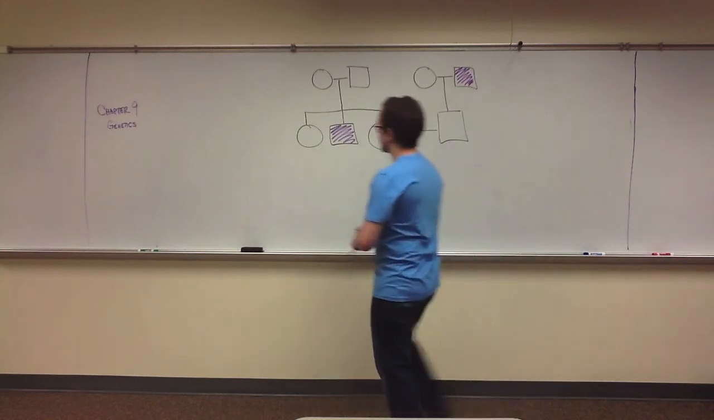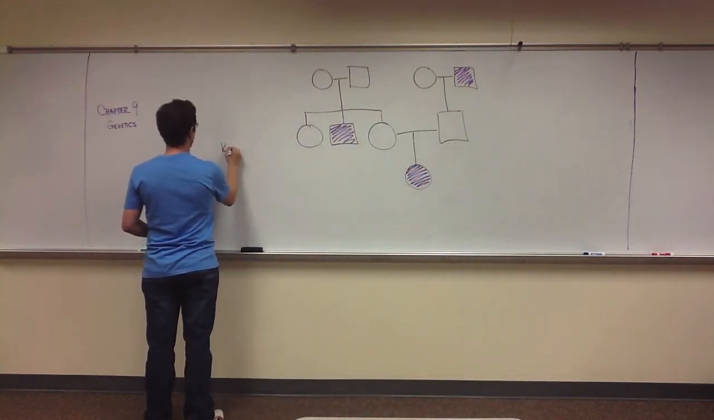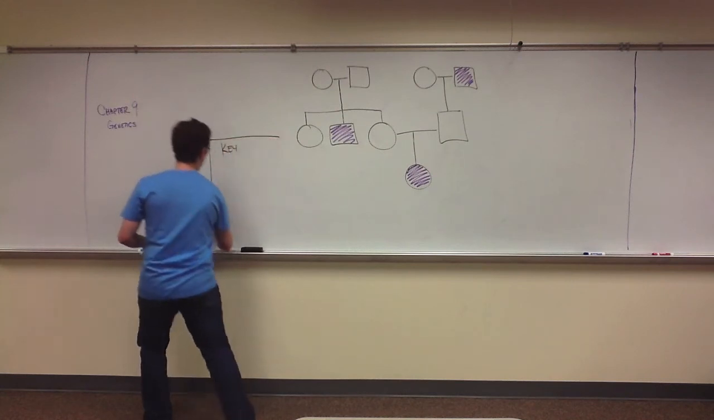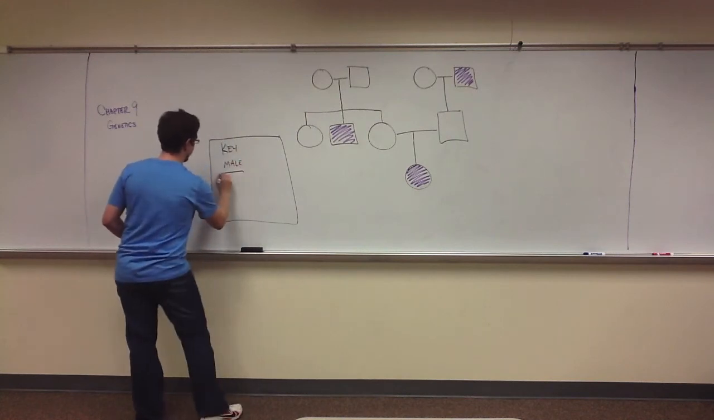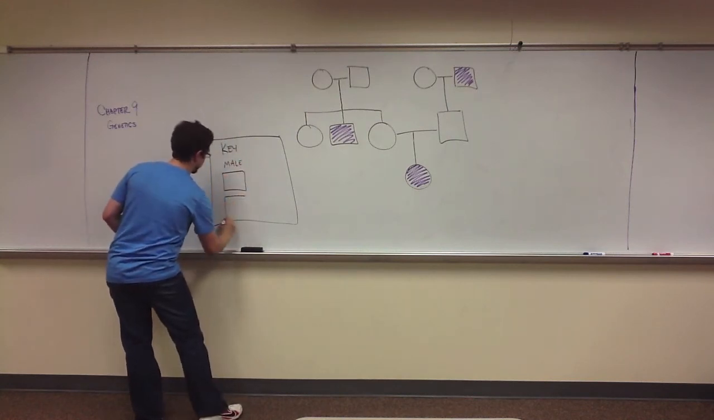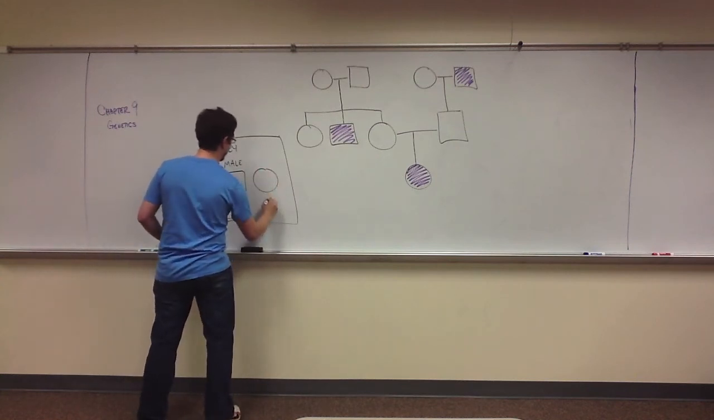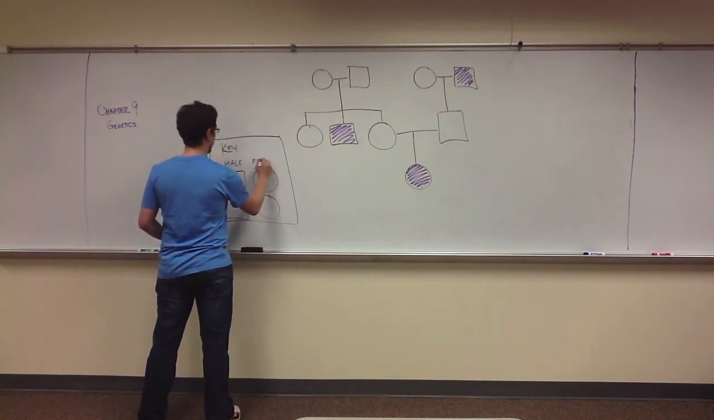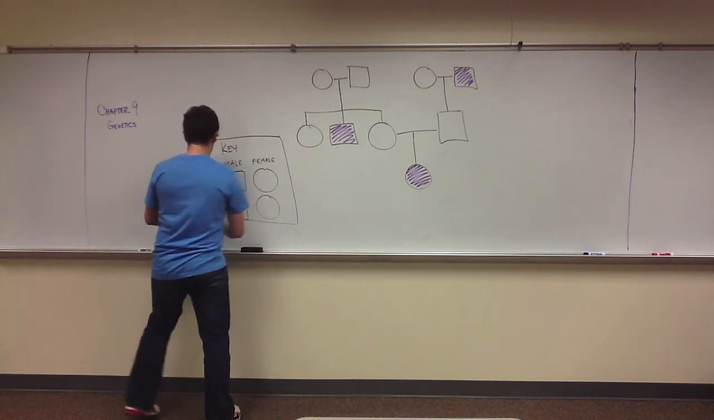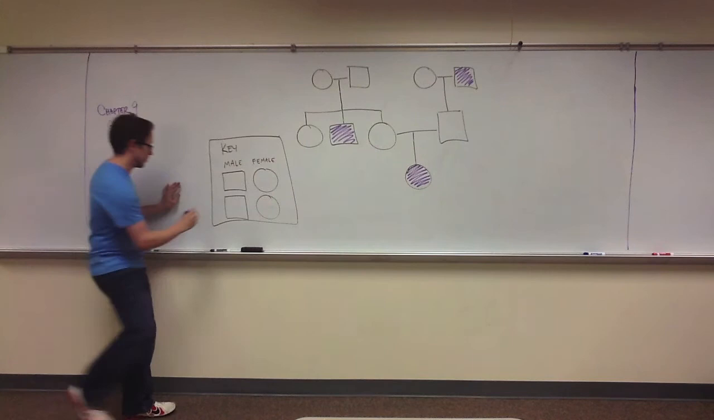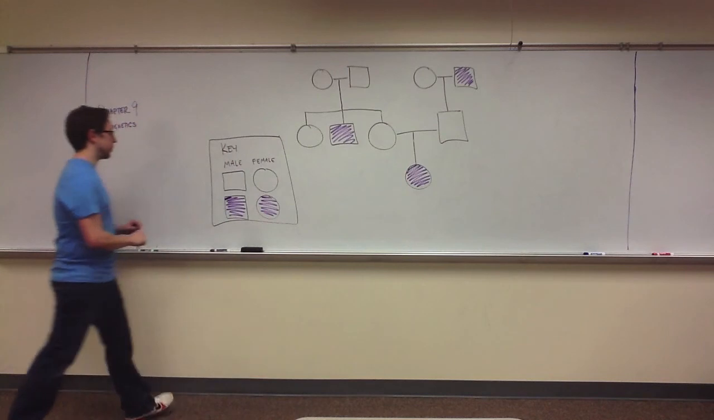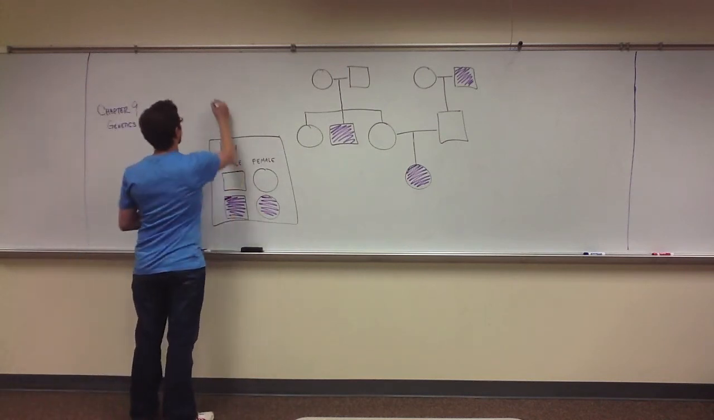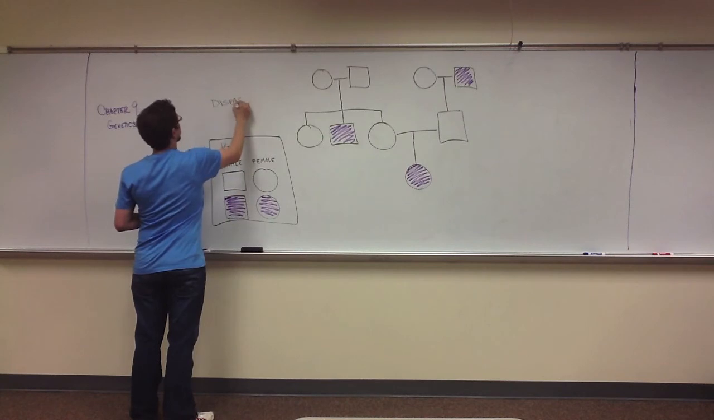Okay, so first off, let me give you your key. Your key is as follows. For males, you're going to see this. Females, you'll see this. And if the individual has the disease, or whatever the condition is, they will be shaded. And the final thing I will tell you is that this disease, whatever it is, is recessive.